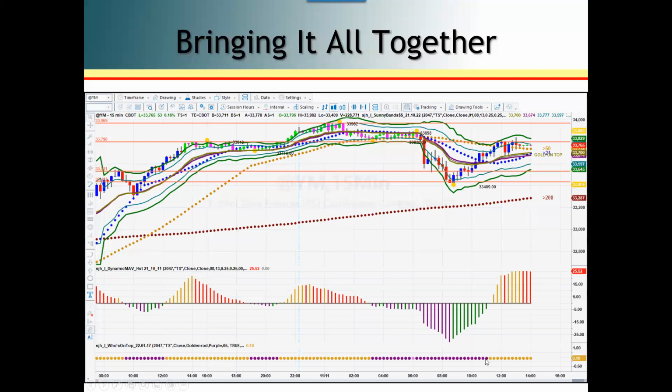If you look down below, you can see that up to this point, purple was on top, and then gold went on top. So when gold's on top, I'm largely looking for long trades, and when purple's on top, I'm largely looking for short trades. I don't use that as my entries. I don't use the crossover as my entries. I trade the SunnyBands with red going down, blue going back up, that way.